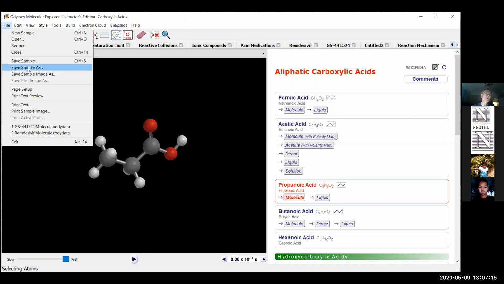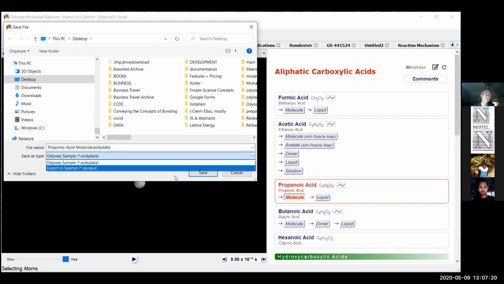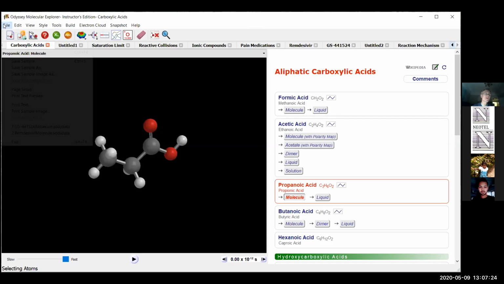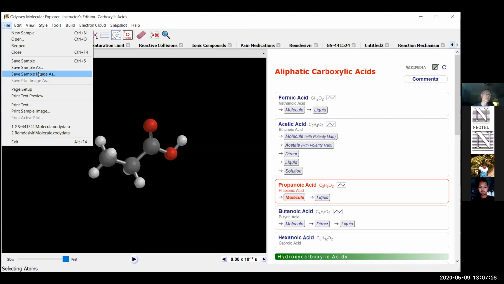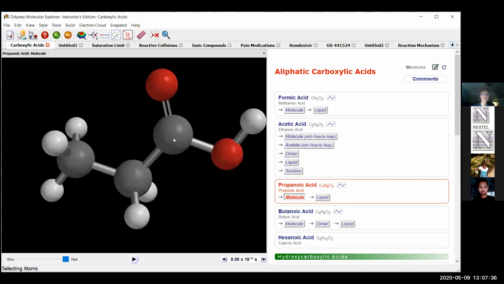In a teaching program, that is not really a consideration. For pictures, you can save images, bitmaps, JPEG and PNG and all that stuff. It's a teaching program, not a research program.